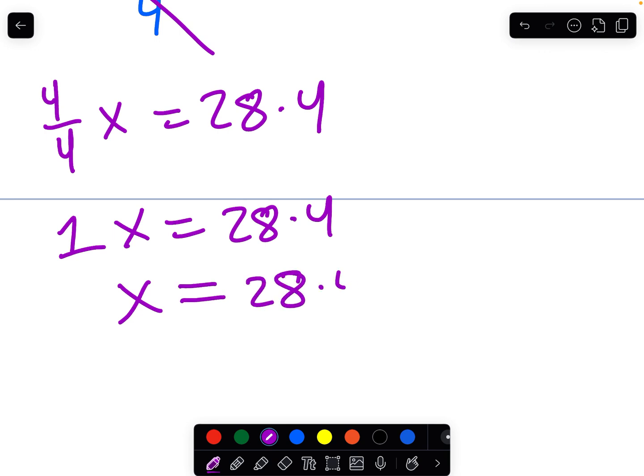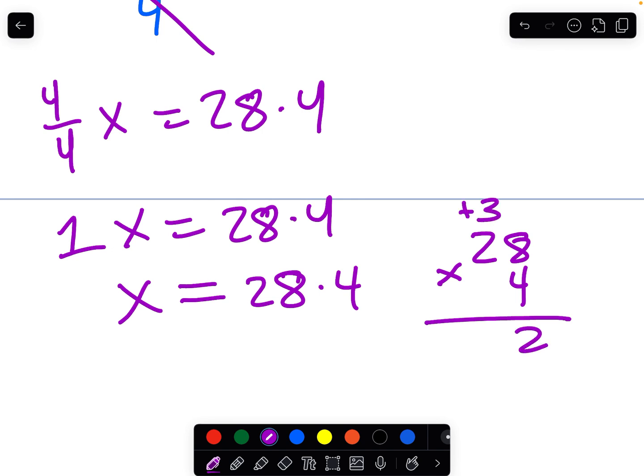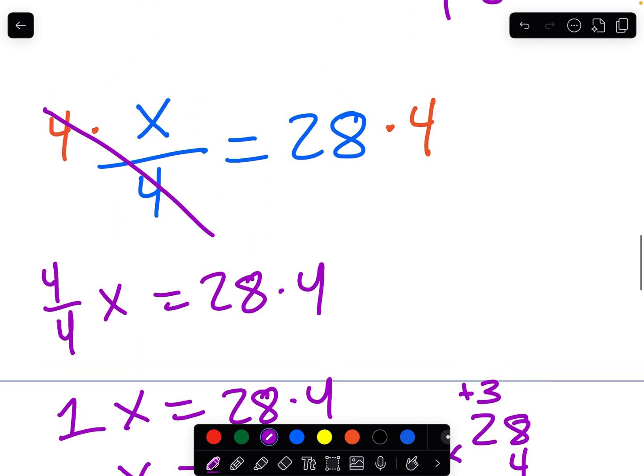And now we can solve by multiplying 28 times 4. 4 times 8 is 32. 4 times 2 is 8 plus 3 is 11. And that means x equals 112. I hope I didn't go through that too quickly.